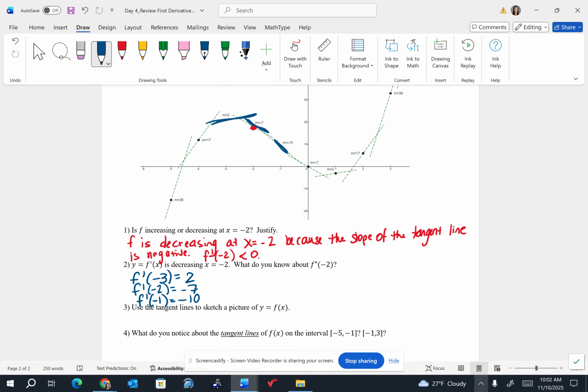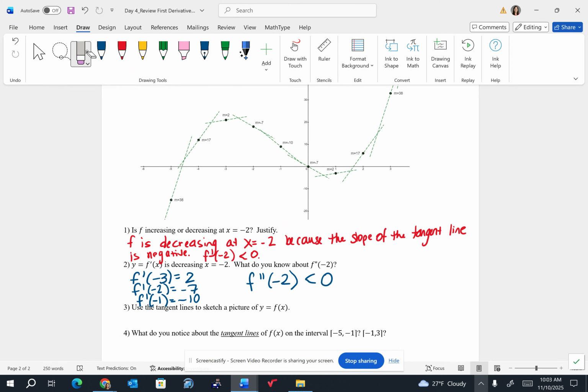So when we're deciding if f prime is increasing or decreasing, we kind of need to look at the slope of the slopes. So the slopes of the tangent line are decreasing. So f prime of x is decreasing. That actually tells us that if f prime of x is decreasing, then f double prime of negative 2 is going to be negative, because it's like the slope of the slope is negative. So f double prime of negative 2 is less than 0.